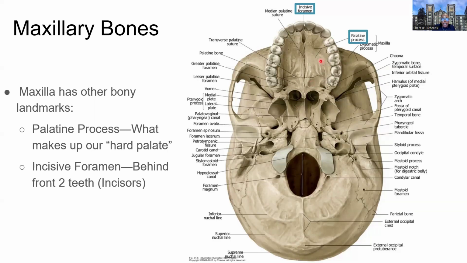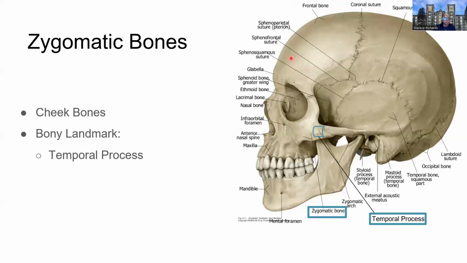Other features here would be the incisive foramen. The incisive foramen allows for certain nerves, like the alveolar nerve, which gives the innervation. This is actually what your dentist will numb when you are having a dental procedure done. And that nerve passes through the incisive foramen to supply the gums and teeth. So that would be a foramen found anteriorly within the palate, which is the fused palatine processes. And that is also right behind the incisor teeth, which are the front teeth.